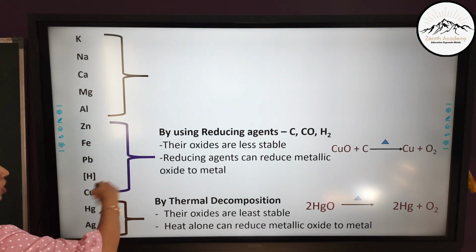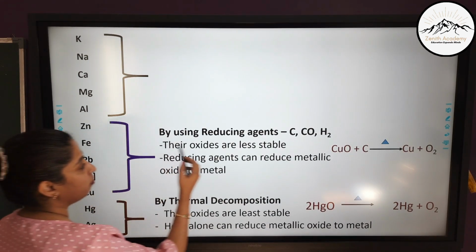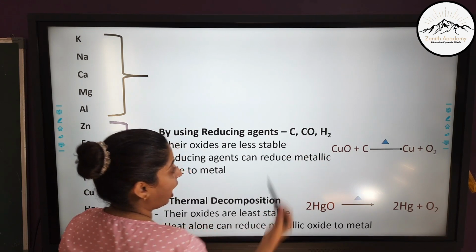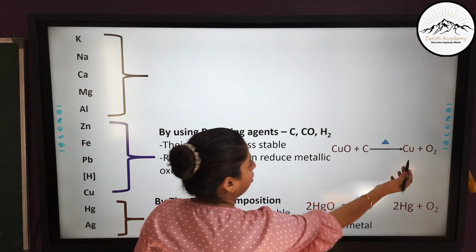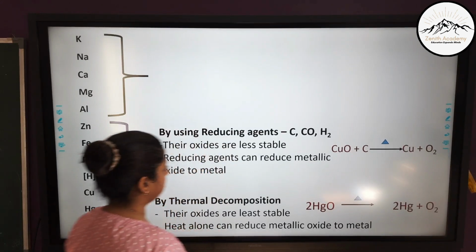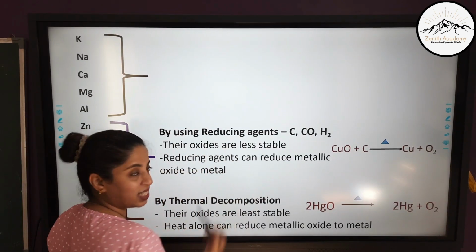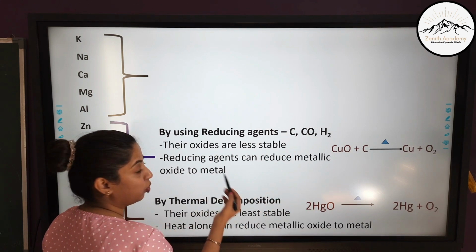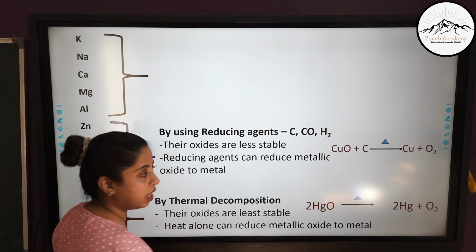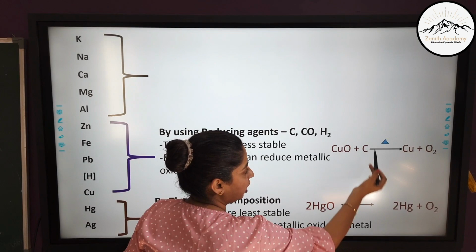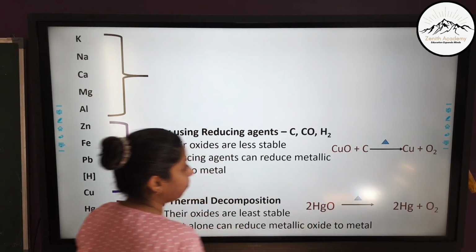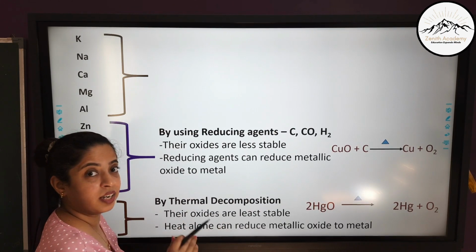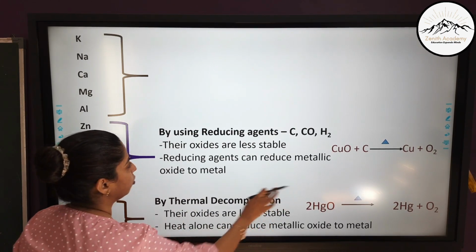Now for the elements which are in the middle of the series, we can use reducing agents like carbon monoxide and hydrogen to obtain the metal from their metallic oxides. Their oxides are less stable, and reducing agents can reduce the metallic oxide to metal. Heating alone will not help, so we will use reducing agents to form these metals. This is all part of metallurgy. Now let us study how electrometallurgy comes into the picture.